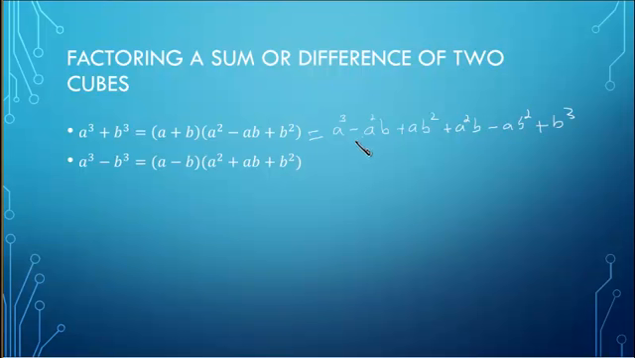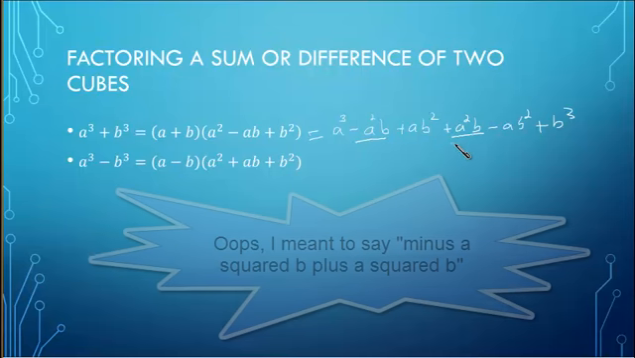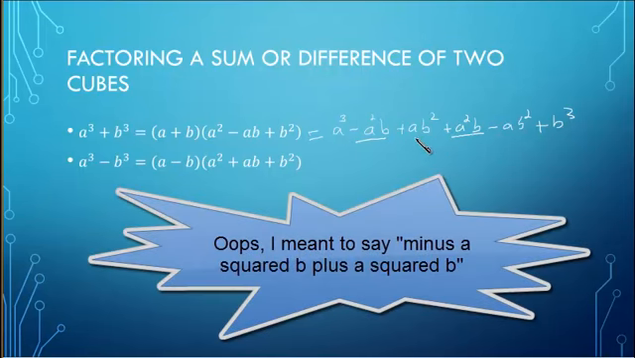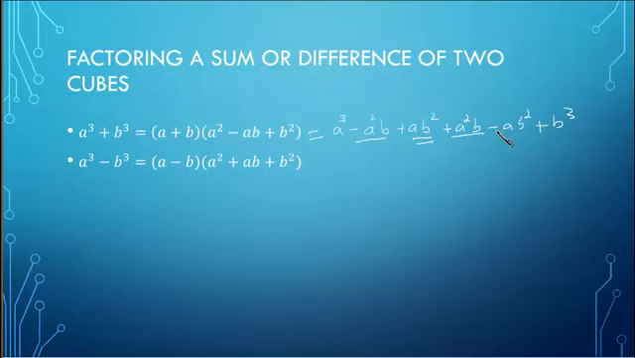So it should be clear that minus a squared b plus a squared b gives us 0, and that plus ab squared minus ab squared also gives us 0. So this leaves us with a cubed plus b cubed. I leave it to you to expand this other expression and see that it is identical to a cubed minus b cubed. Alright, so let's look at some examples.